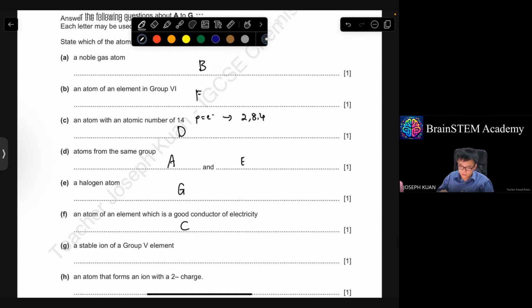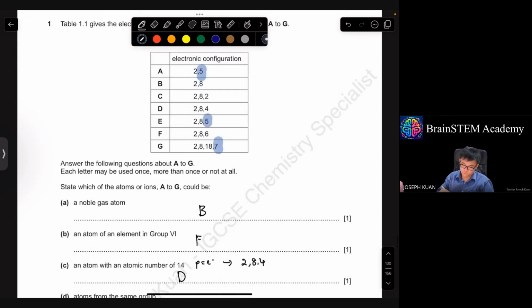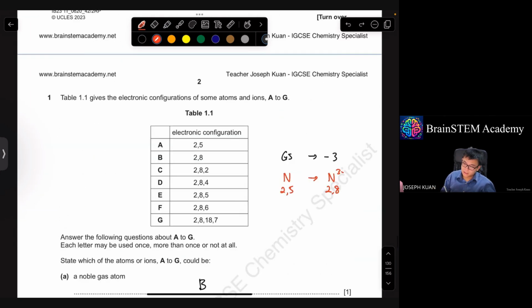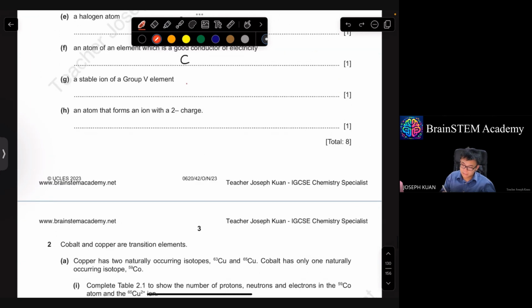A stable ion of a group 5 element. So you have to know that group 5 ions form -3. So let's say, for example, nitrogen is 2, 5. It will form a nitride ion, 2, 8. So the ion will be B, right? If it's formed from A, then the ion is B.